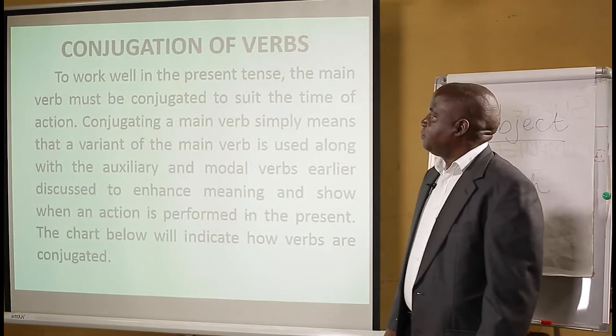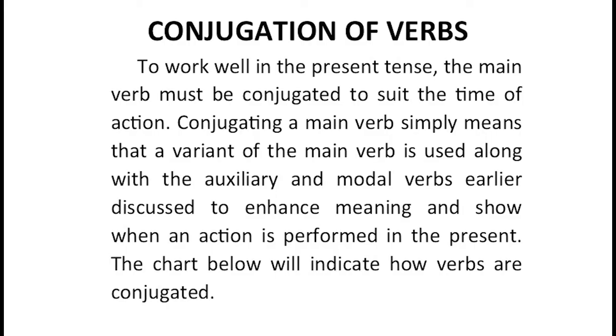Conjugation of verbs. To work well in the present tense, the main verb must be conjugated to suit the time of action. Conjugating a main verb simply means that a variant of the same verb is used along with the auxiliary and modal verbs, earlier discussed to enhance meaning and show when an action is performed in the present. The chart below will indicate how verbs are conjugated.